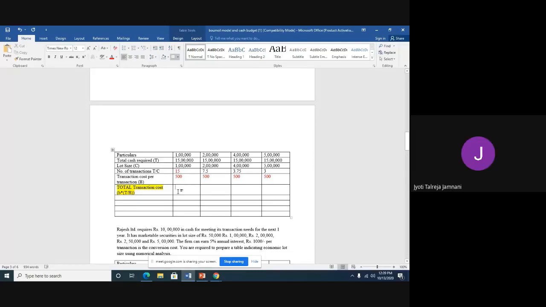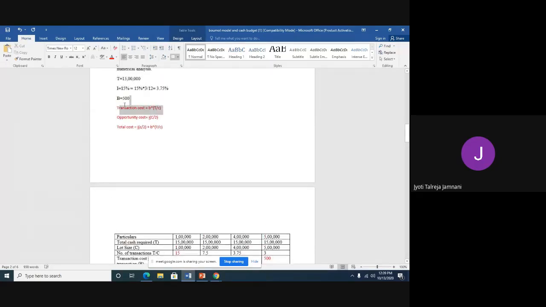7,500. Okay. Then 7.5 into 500, what is the transaction cost? 3,750. Then 3.75 into 500, 1,875. 3 into 500, 1,500. So this is the transaction cost. See, the first part we have solved. This transaction cost we have done.